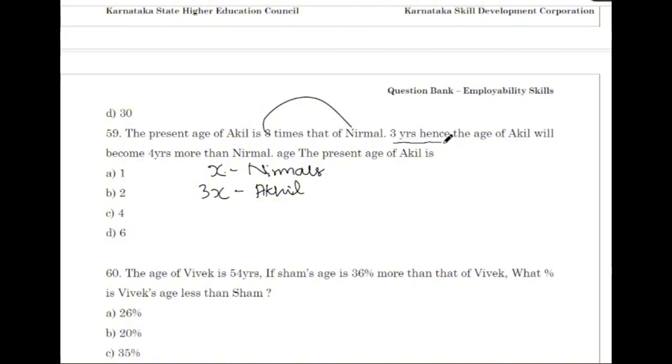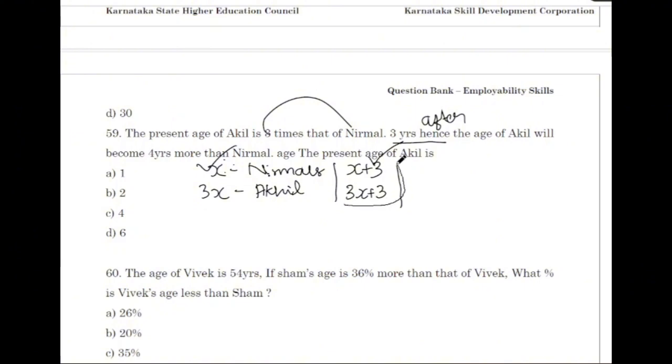3 years hence, that means hence means after. After 3 years, the age of Akhil will become 4 years more than Nirmal. This is the first condition. The second condition says that after 3 years, the age will be after 3 years. So we'll take x plus 3 after 3 years and 3x plus 3. This is the after 3 years scenario. This is the present scenario. This is the after scenario, the second scenario. This is present, and this is in the future. This is present and this is after 3 years.